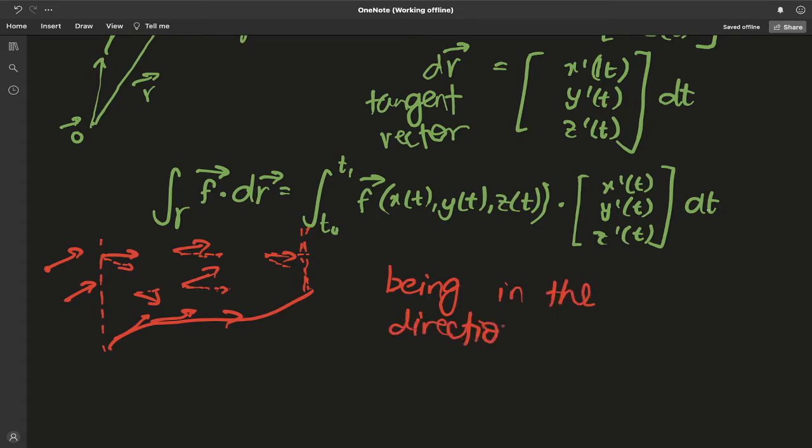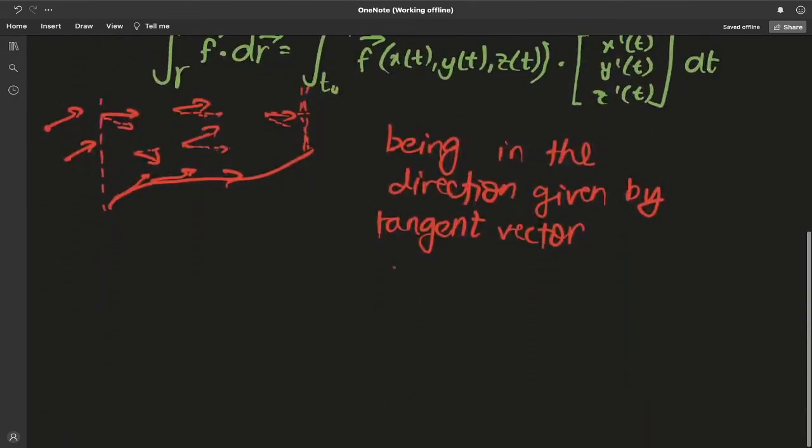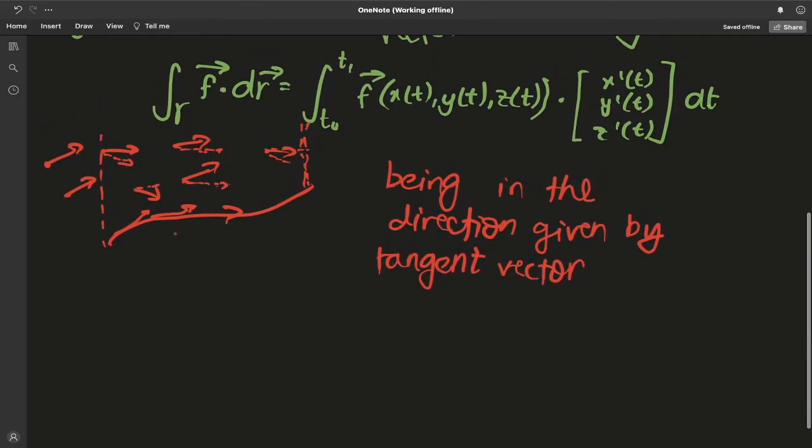So we care about being in the direction of the curve, in the direction given by the tangent vectors. So we care about being parallel to that direction. This is sort of like the analog of a directional derivative. This is sort of a directional integral, in this case a line integral, because you just have one line. For a directional derivative we had one direction given by a vector.